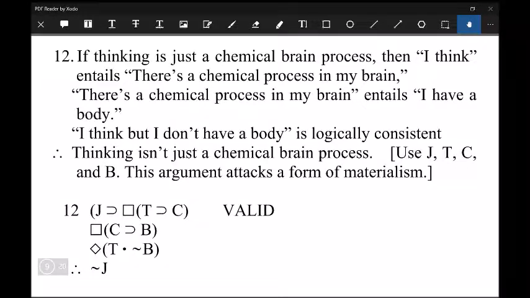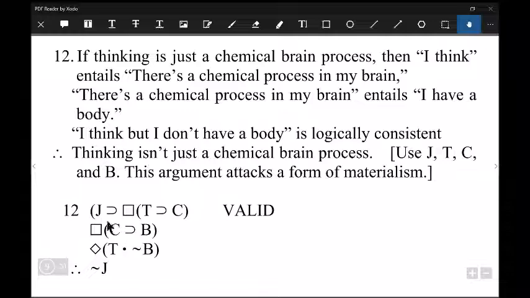This last model we're going to do today is about materialism, which in one form says that apparent mental events are really just chemical brain processes. That's all. Thinking, hoping, loving, desiring, feeling are just chemical brain processes.